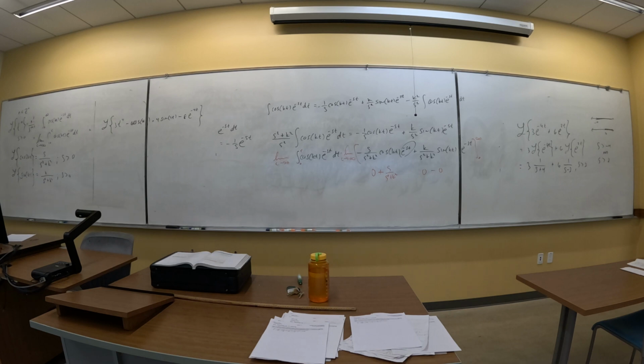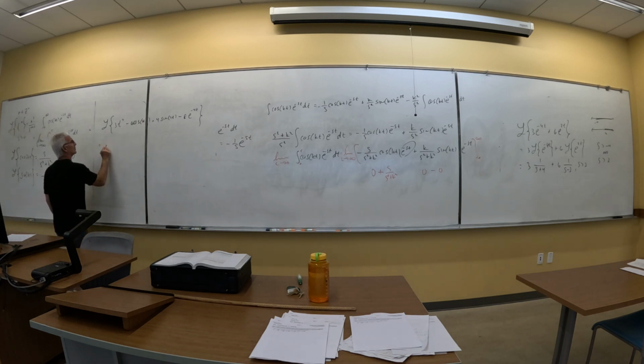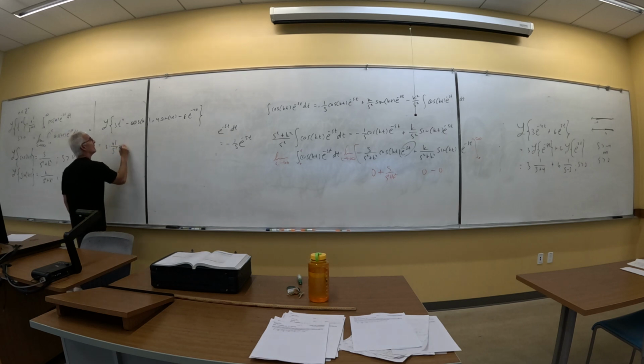There's probably too much information in the first section to try to make that one lecture. Now, what's this going to be? 3 times what? 4 factorial over what? 4 factorial, over s to the 5th power. Minus 6 times s over s squared plus 4.